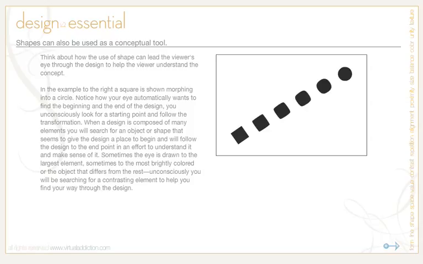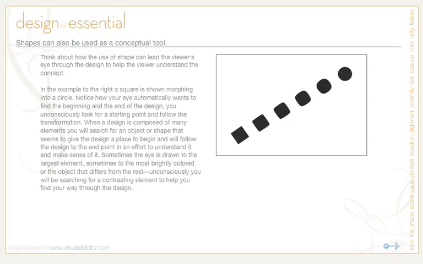When a design is composed of many elements, you're going to search for an object or shape that seems to give the design a place to begin and follow it through to the ending point in an effort to understand and make sense of it. Because of this natural tendency, shape can be used to lead the viewer's eye. Sometimes your eye is drawn to the largest element, sometimes to the most brightly colored object, or sometimes to the object that differs from the rest. Unconsciously, you're going to be searching for a contrasting element to help you find your way through the design.